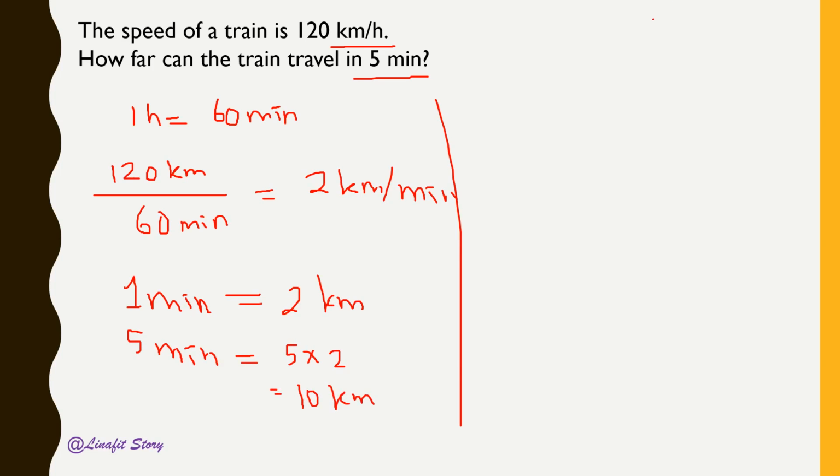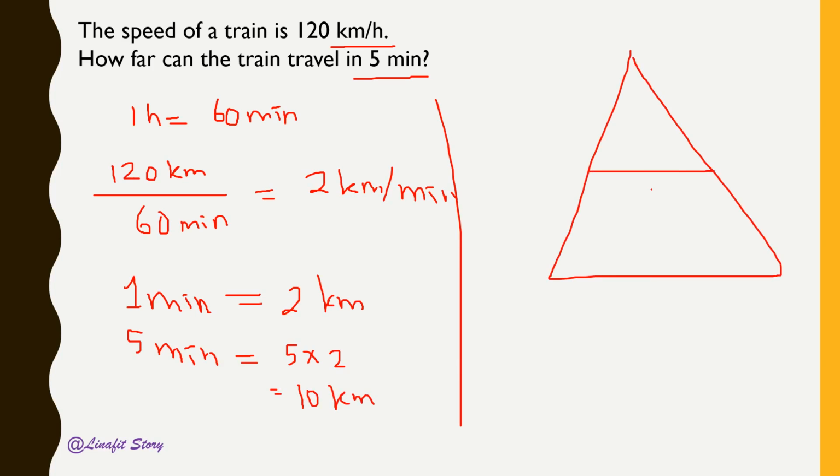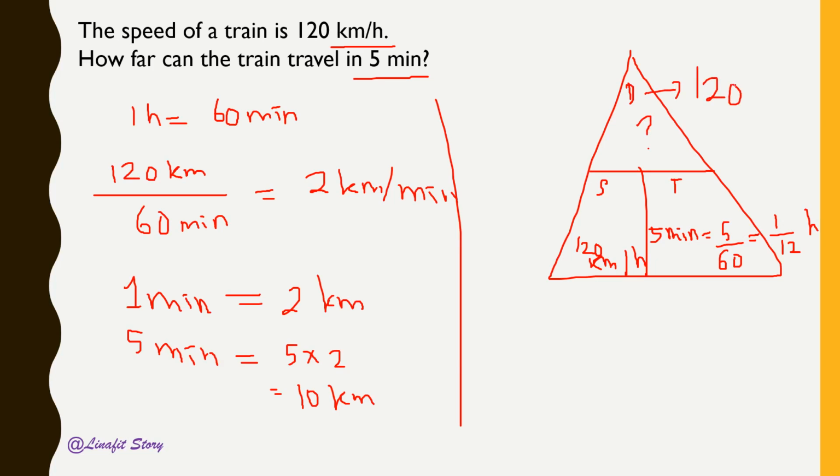Another way is using the DST triangle. The speed is 120 km per hour, while the time is 5 minutes. You must convert minutes into hours. How? 5 out of 60 equals 1 out of 12 hours. Then, how far can the train travel in 5 minutes? So, 120 times 1 out of 12 equals 10 km.